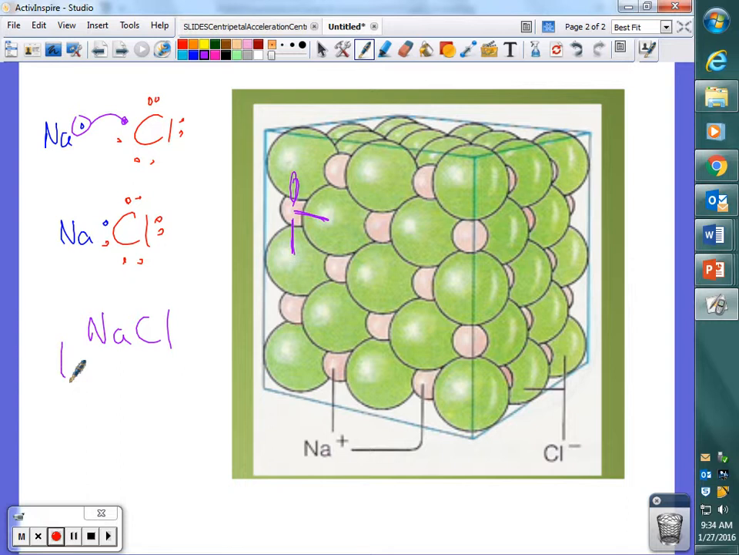In reality, we refer to this as a formula unit. A formula unit for an ionic compound describes the ratio of cation to anion. It's hard to say that this sodium is attracted to this chlorine, but we know that within that crystal, there is a 1-to-1 ratio. So 1-to-1 is the formula unit for sodium chloride.